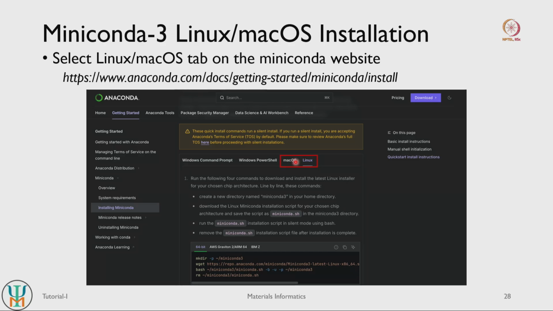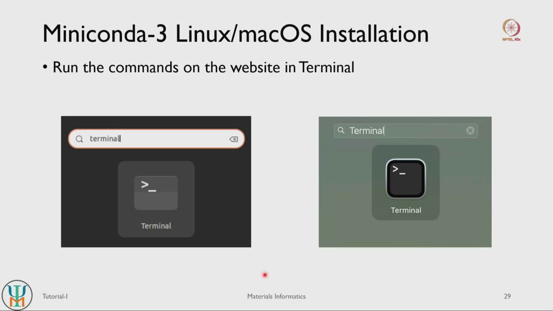And similarly for Mac OS, there will be two tabs, one is for Apple Silicon and one is for Intel. If you have a newer Mac, you select Apple Silicon. If you have an older Mac before 2020, you can select Intel, and then follow these commands. So we'll briefly look at these.